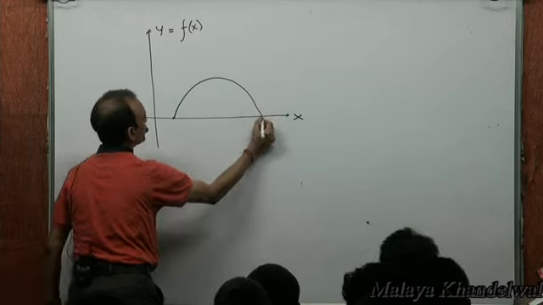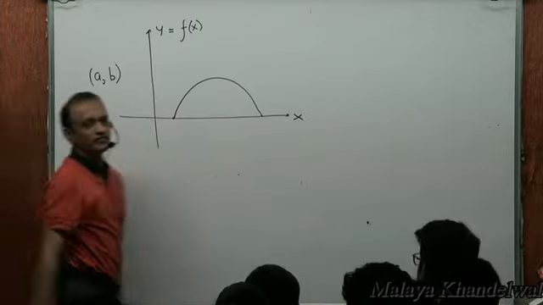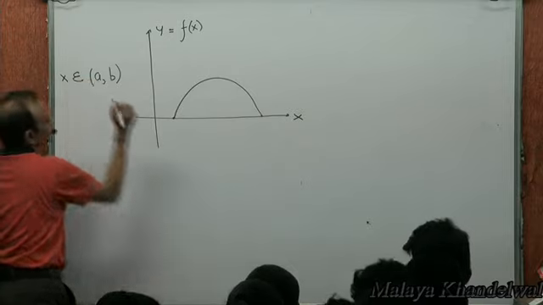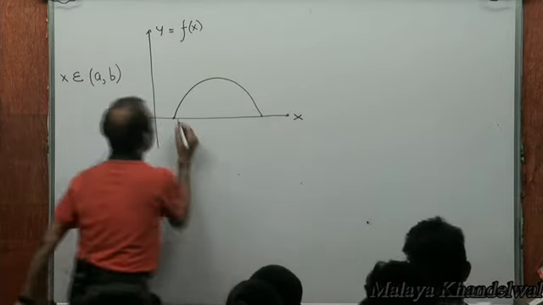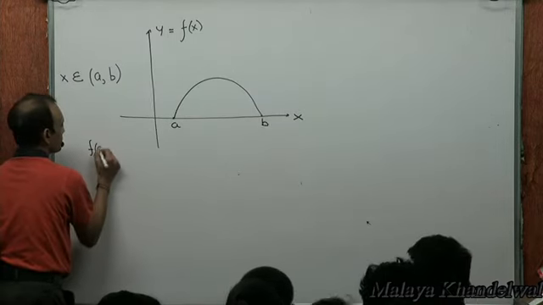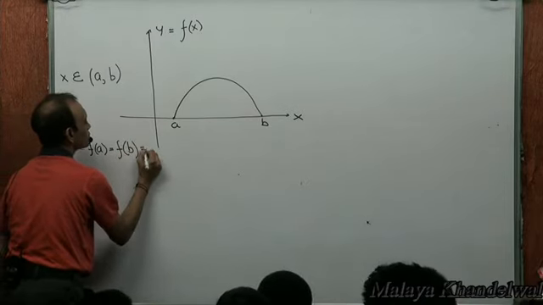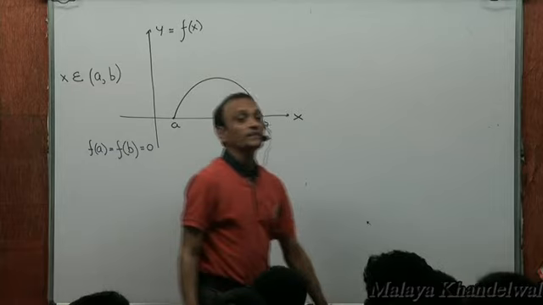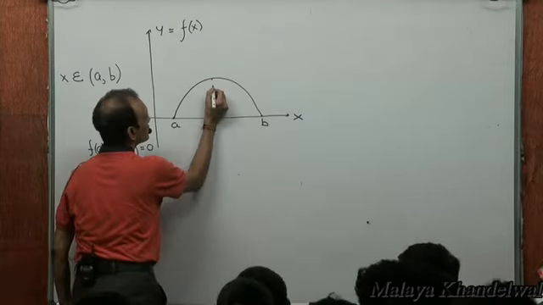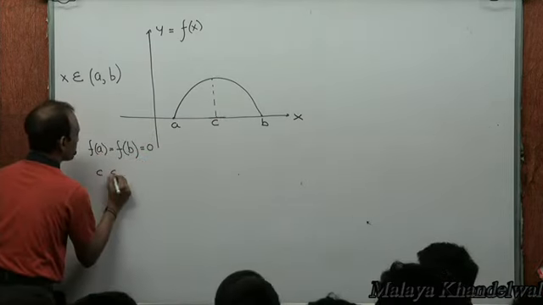continuous and differentiable in an open interval a to b, and vanishing at the endpoints of the interval. That means f(a) equals f(b) equals 0. Then there must exist a point C, at least one point C in the interval.